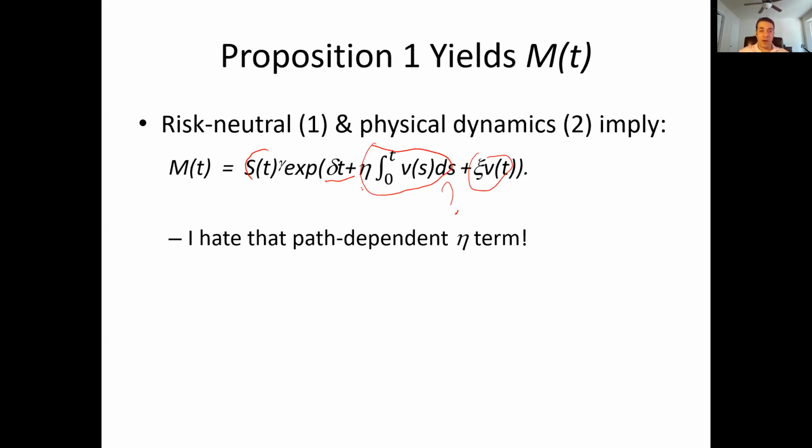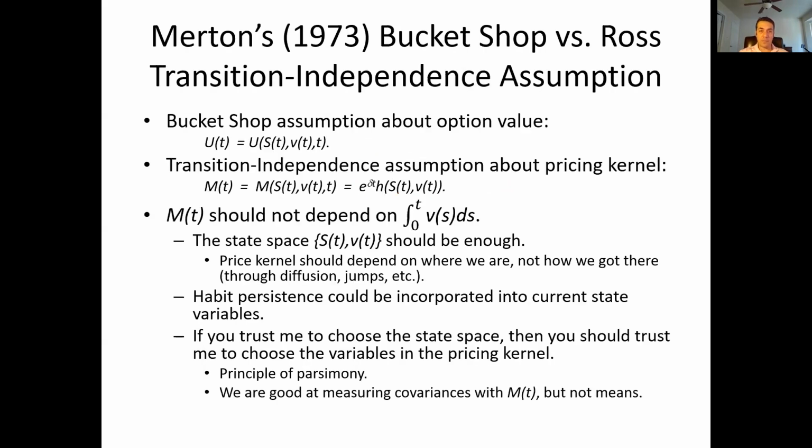It's typographically ugly, but also it says that the pricing kernel, that is the stochastic discount factor, basically depends not only on where you start and where you end, but it depends on how you get there through this integral. And that is the path-dependent term that violates Ross's transition independence condition. And I will declare that it should not be there. I call it path independence. Okay. So, all right, that's what this slide says.